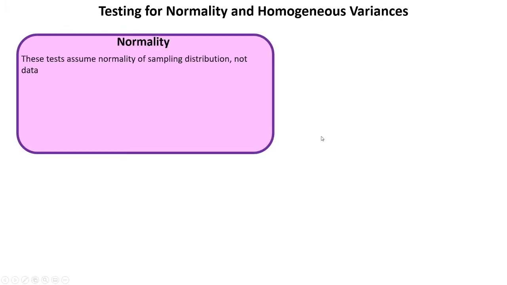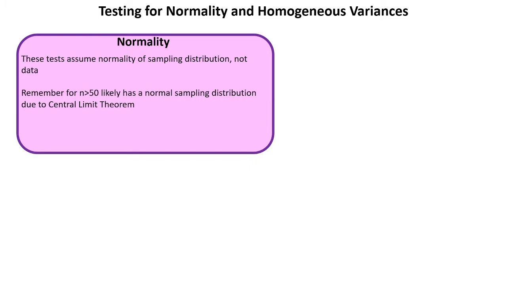So normality we looked at earlier in Module 6. All these parametric tests assume a normality of the sampling distribution, not of the data, and that's important because of the central limit theorem. If you have more than 50 samples, it doesn't really matter whether your data is normal or not, because if you have more than 50 samples, your sampling distribution is most likely going to be normal, and therefore you can use your parametric tests.